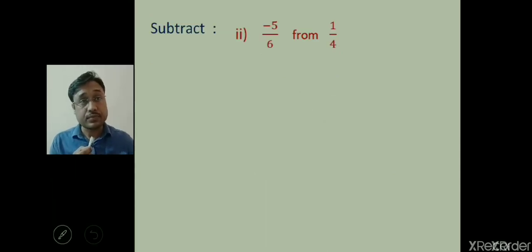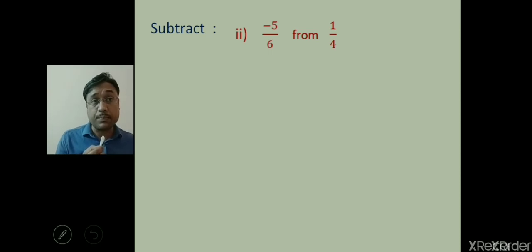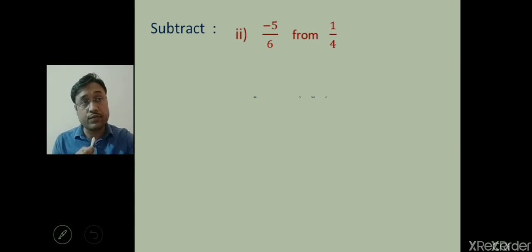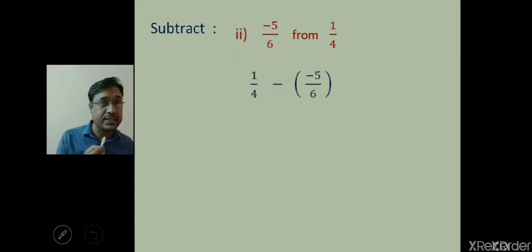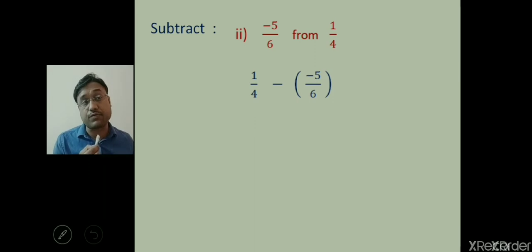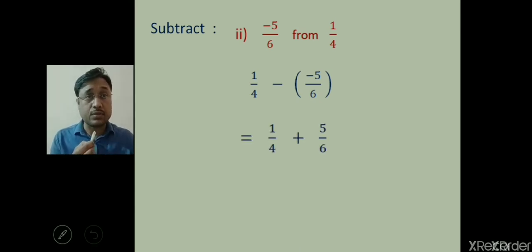Now the next question is to subtract minus 5 by 6 from 1 by 4. First we write 1 by 4 and then minus, and inside the bracket we write minus 5 by 6, because minus 5 by 6 is the value to be subtracted from 1 by 4. Now minus and minus multiply to give plus, so the result is 1 by 4 plus 5 by 6.